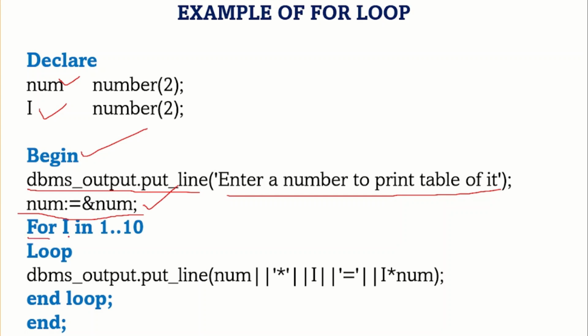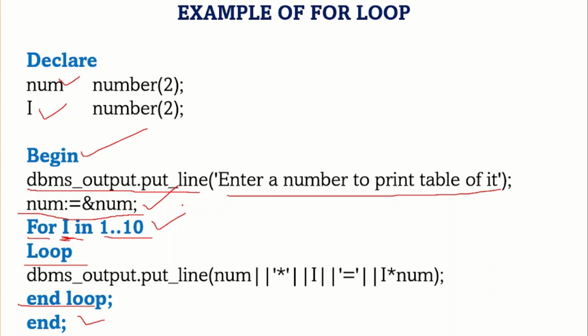And for the for loop, this is the variable whose value will vary from 1 to 10. So the value of I will vary from 1 to 10, but the initial value of I will be 1 and the maximum value of I will be 10. And this is the beginning of the loop, this is the end of the loop, and this is the end of the program.